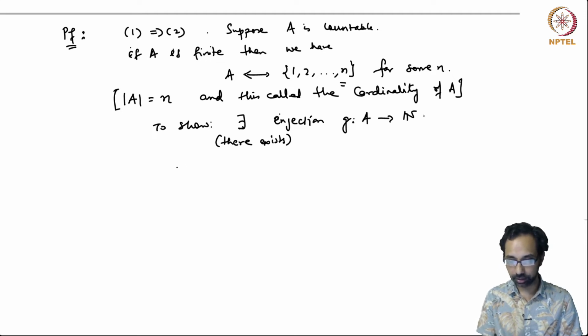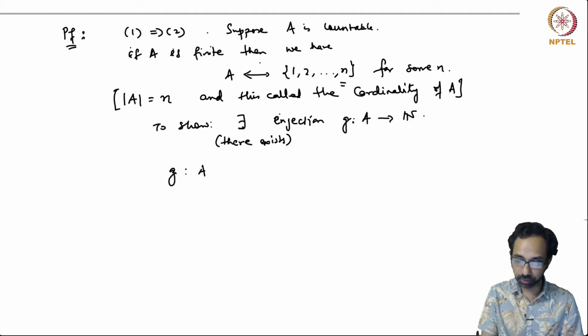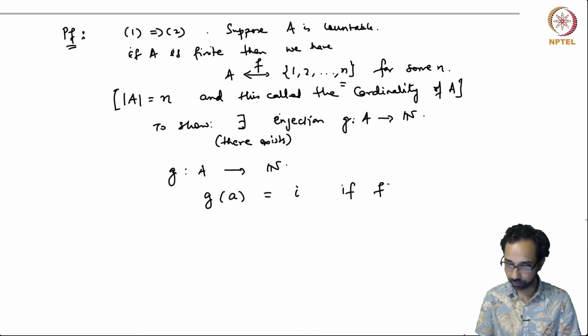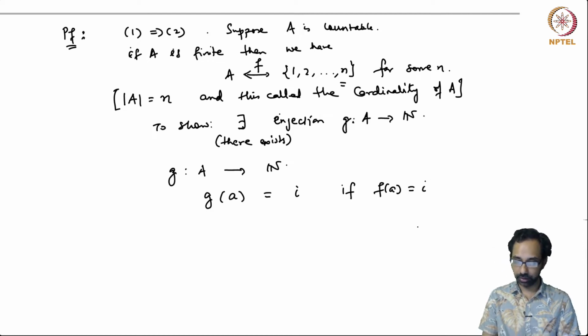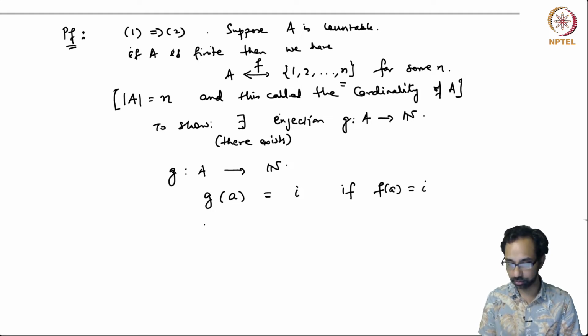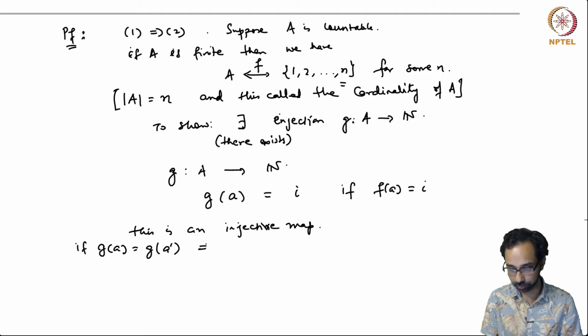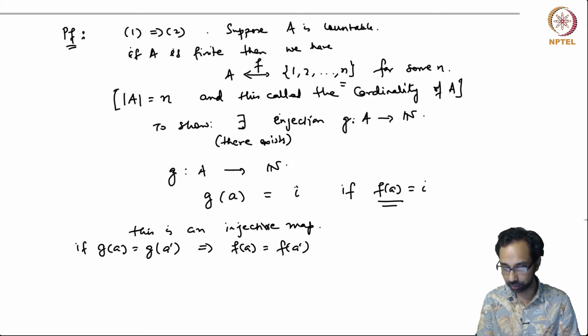So if A is finite, then you can simply take G to be this map. So suppose I take F to be our bijection. Okay, so G from A to N is defined as follows. G(a) is equal to i if F(a) equals i. And that's it. Okay, so there's nothing more to do. So this is an injective map. Why? Because if G(a) equals G(a prime), then this implies that F(a) equals F(a prime), because this is how you define G(a) to be. So you can just write F(a) here. This is F(a).